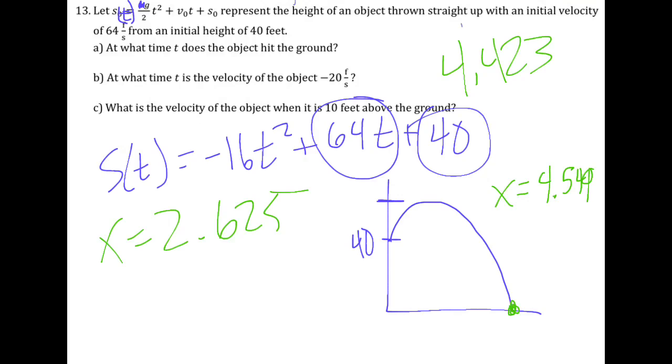And now go ahead and jump to your derivative and find the value of your derivative at that x value, 4.423. And you should get negative 77.562.